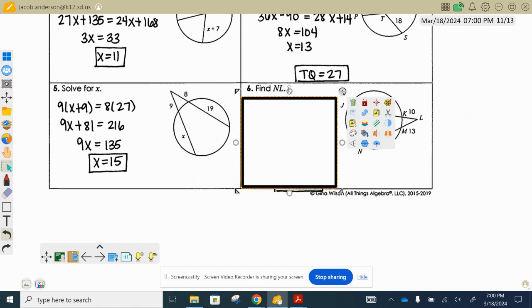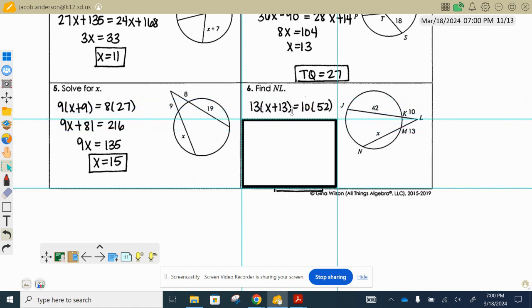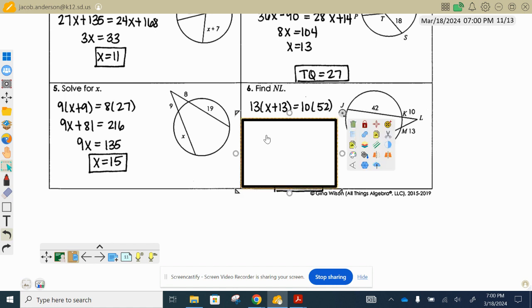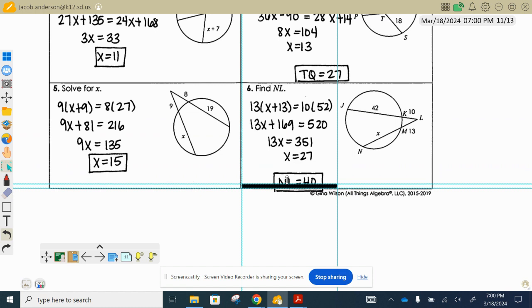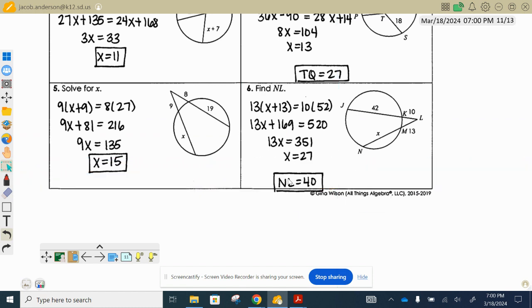Okay, so if you're back, what we've got here is our setup of 13 is my outside. That'll match with the x plus 13, and then 10 will be the outside, which will match with the 52, which is 42 plus 10 together. And then if we solve, we get x to equal 40, which hopefully we plug back in, but x is 27 in that case.